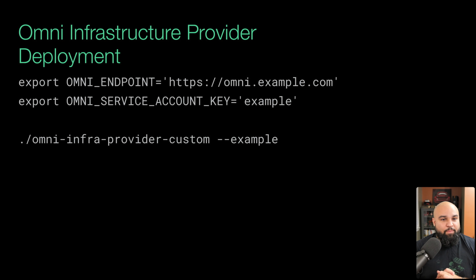How do you deploy this thing? Well, again, once you implement the interface and build the binary, you can just export the correct environment variables to connect your binary to Omni and also to connect your binary to Oxide, and then just run it. So here I am just running the Omni infra provider with an example flag.